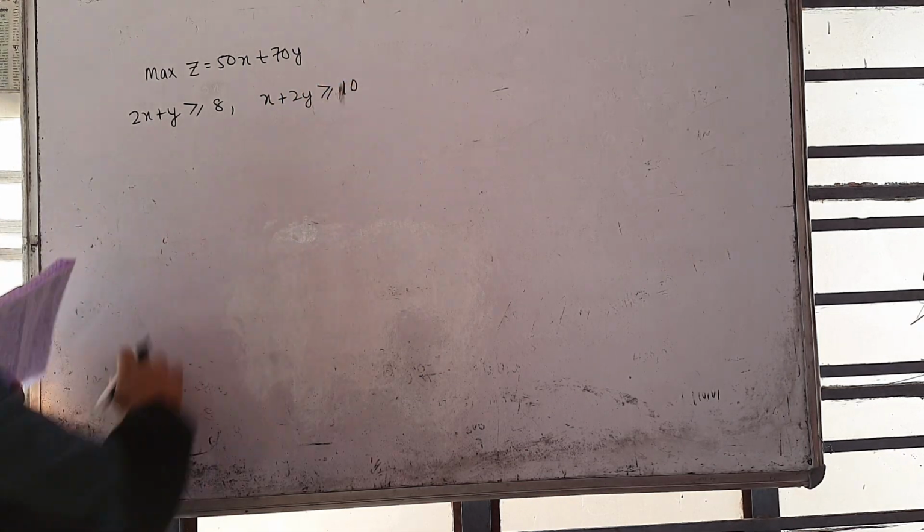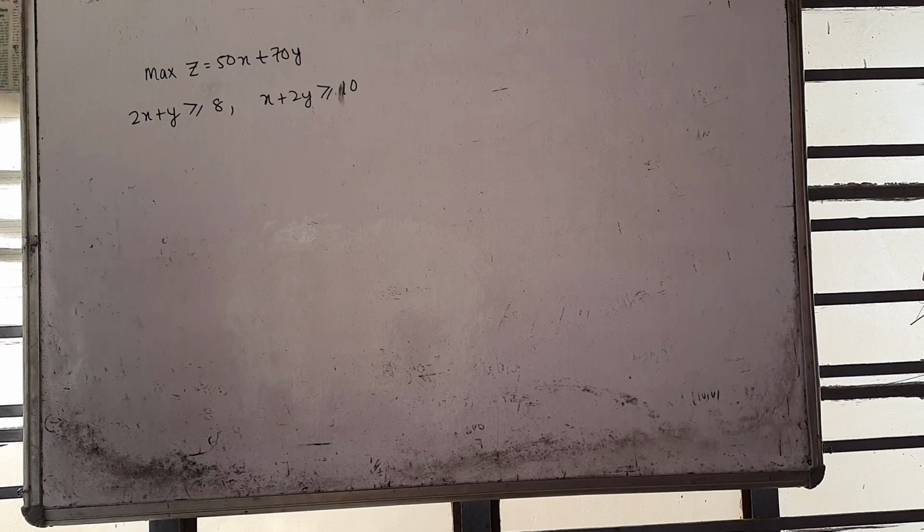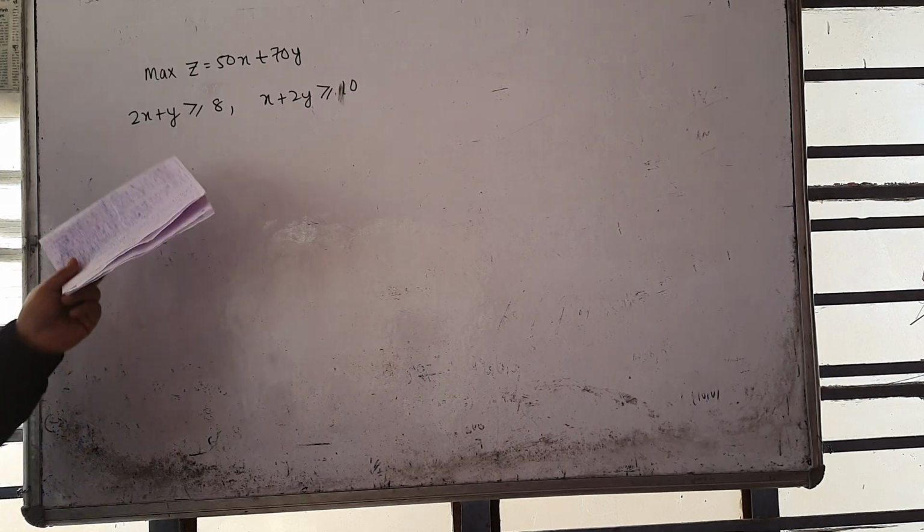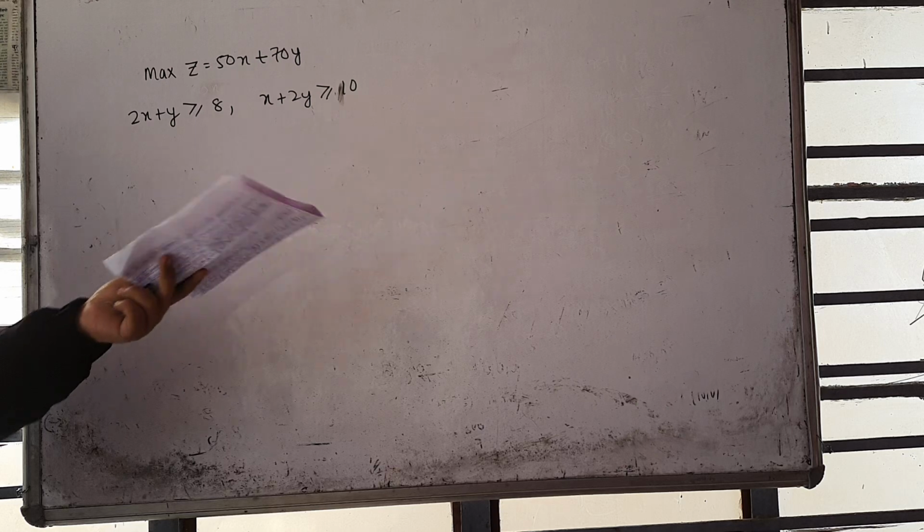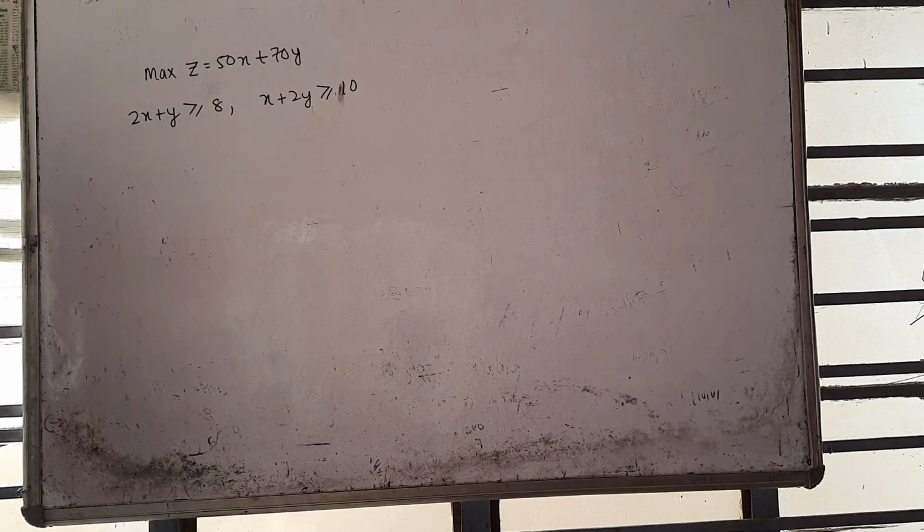When I taught you, I talked about two types of feasible region. One is bounded, the other one is unbounded. Bounded means within four corners, within a boundary. Unbounded means outside the boundary. Now you can easily make out. Can you tell me, is it bounded or unbounded? Yes. Did everyone understand why it's unbounded?